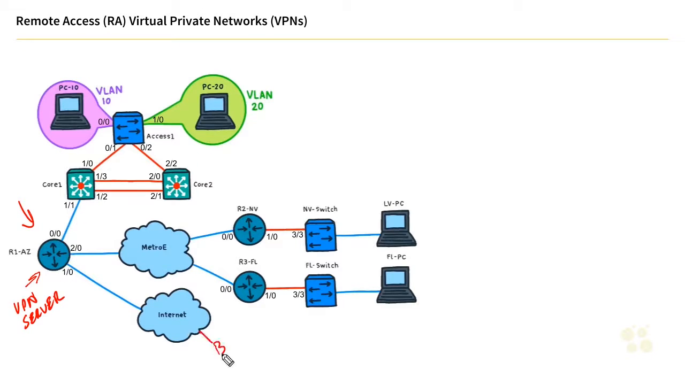Now, we have a user like Bob who is home or at a conference. He's connected to the internet, and he would very much like to build a VPN tunnel between his computer and the VPN server. And that'd be an example of a remote access virtual private network for Bob.